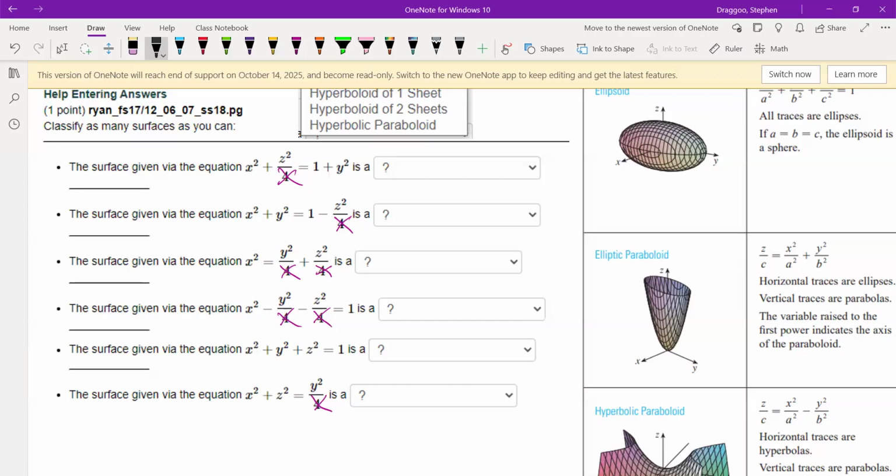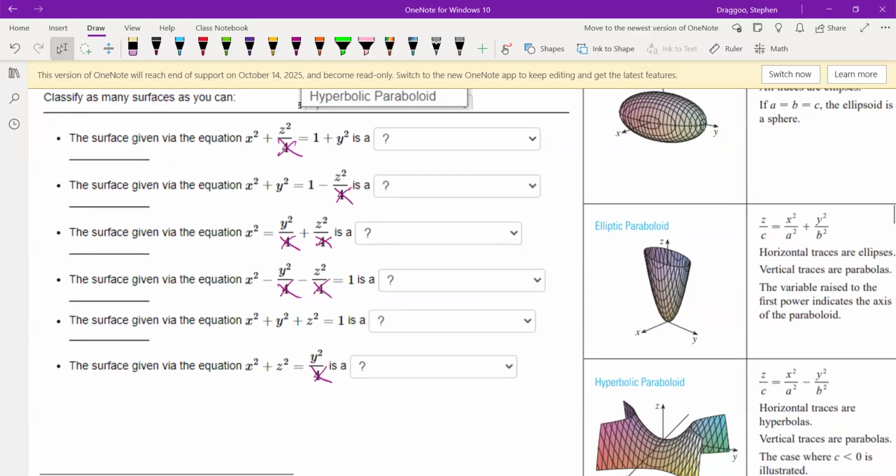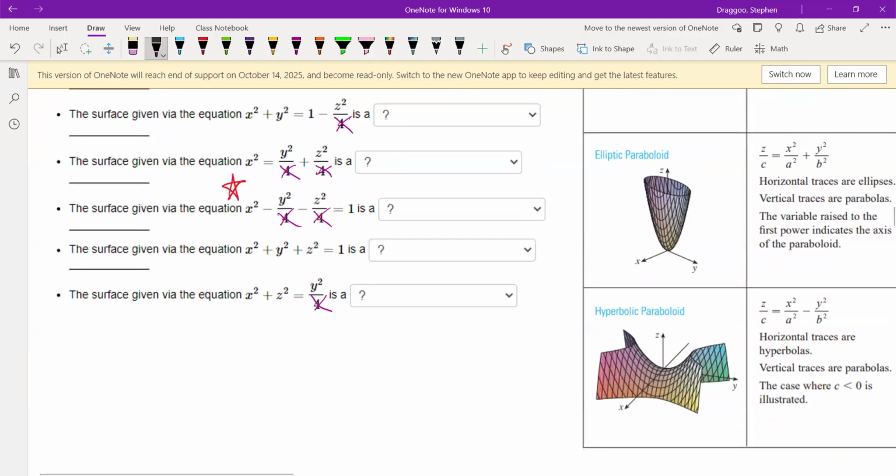But getting back to identifying these surfaces, let me highlight one of them to work out. Let's go with this guy right here. I've got x squared minus y squared minus z squared equals 1. And I'm going to try to figure out what kind of shape that thing is.